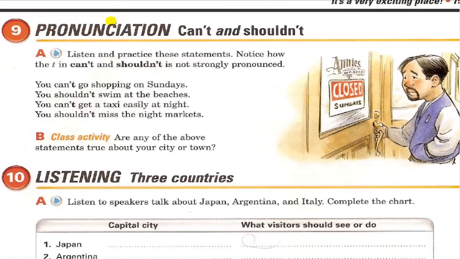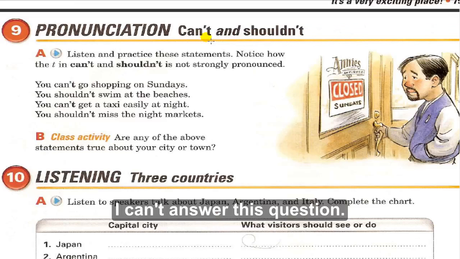Exercise number 9. Pronunciation. Can't and shouldn't. Can't. American. British. In the British accent, the accent of the British people, England, they say can't. I can't answer this question. Can't. American, can.